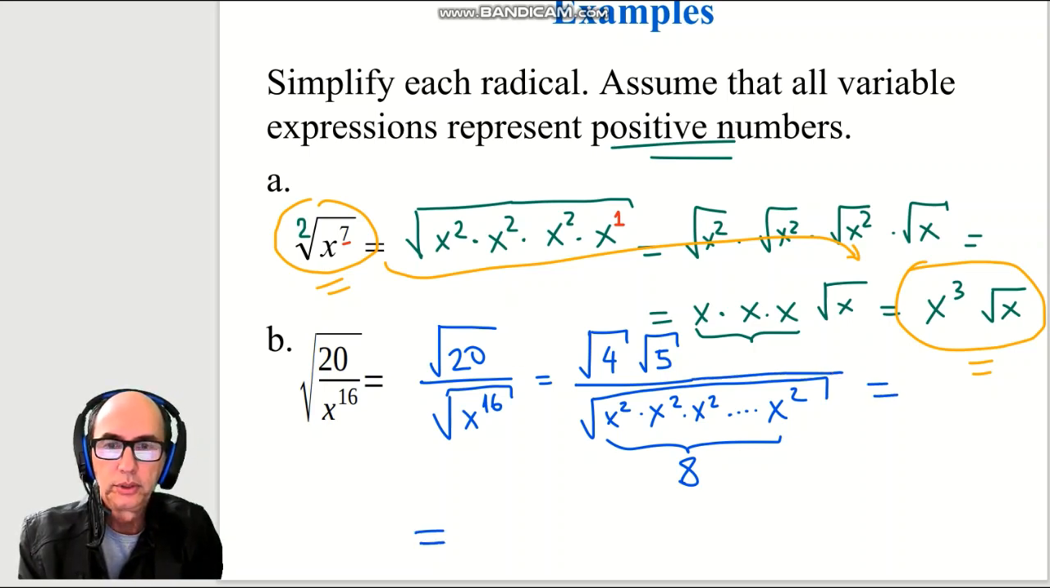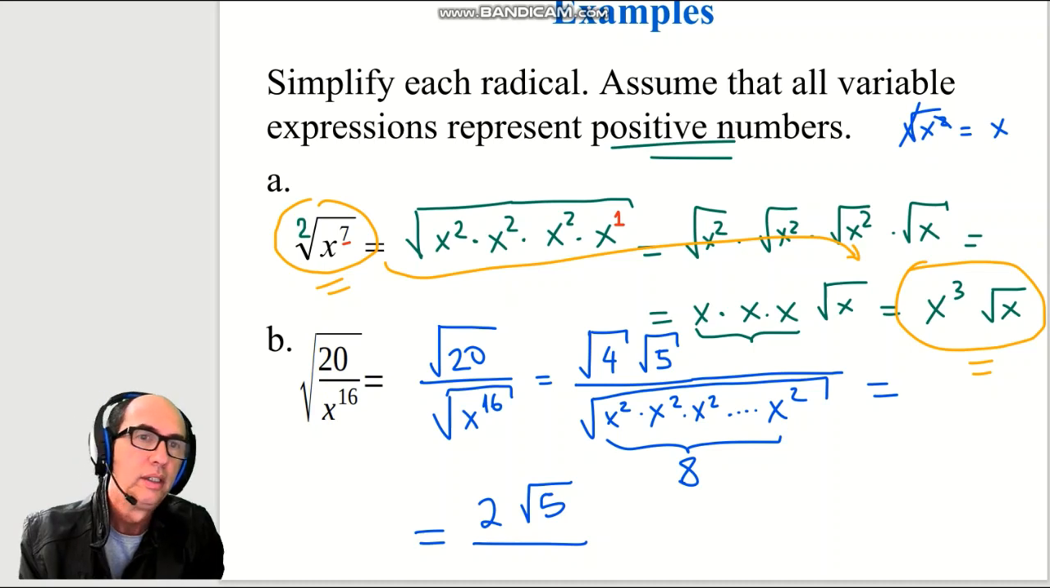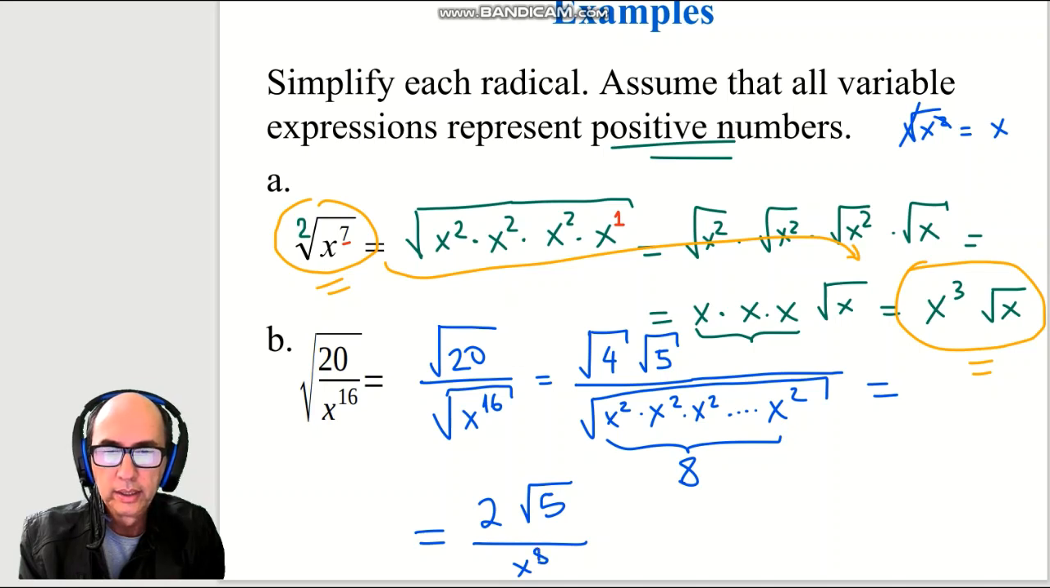This is equal to: square root of 4 is 2, square root of 5. And we will have, again, the square root of x squared equals x, right? Because we cancel. We have 8 x's multiplied, x to the power of 8.